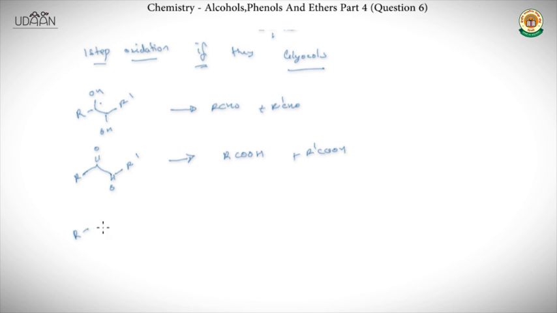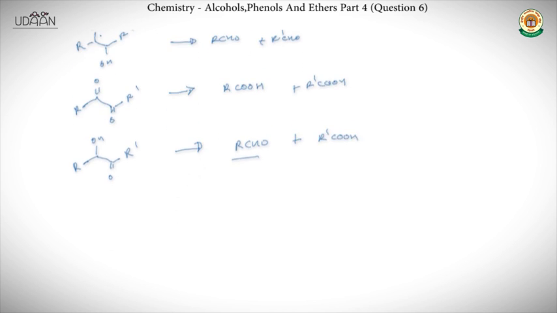Then, the groups should be adjacent to each other so that they can form a ring and the reaction can take place. Even if OH and aldehyde are present, it will also work, and they will be respectively oxidized, one to aldehyde and one to carboxylic acid.